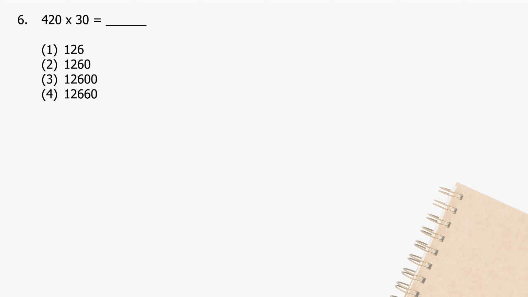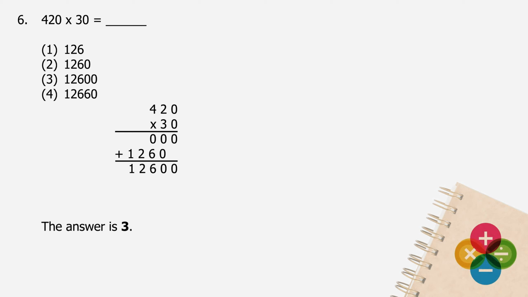Question 6. 420 times 30 is equal to what? Multiply 420 by 30, and the product is 12,600. The answer is 3.